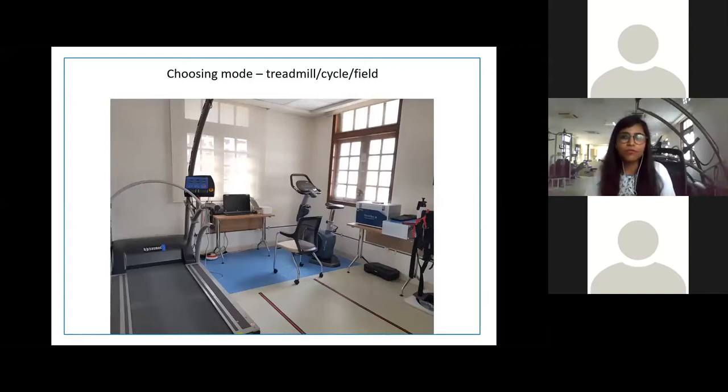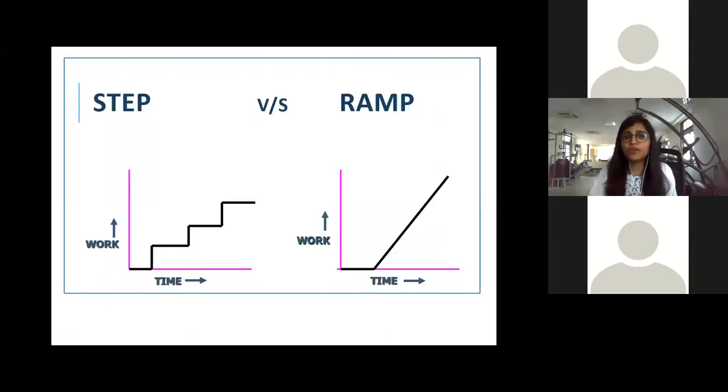Before starting the test, it is important to decide whether we are going to test the person on treadmill or cycle. If there is a cyclist who is coming for a test, he would prefer to do it on cycle, and it is also a little bit training specific. So we should go for a cycle protocol. If a person is a runner, or they have not done any kind of training, they can be taken on the treadmill. There are different kinds of protocols available, step or ramp. Most of the time treadmill protocols are the step protocols, and most of the cycle protocols could be ramp ones.